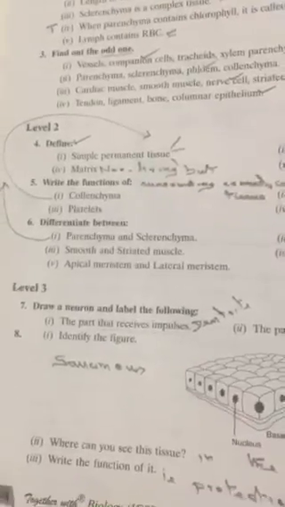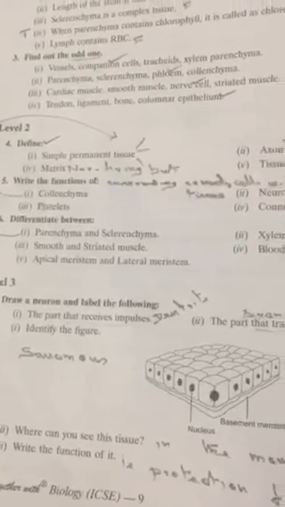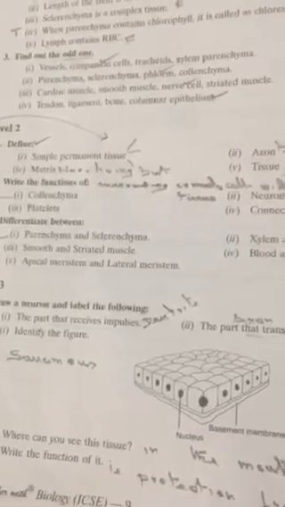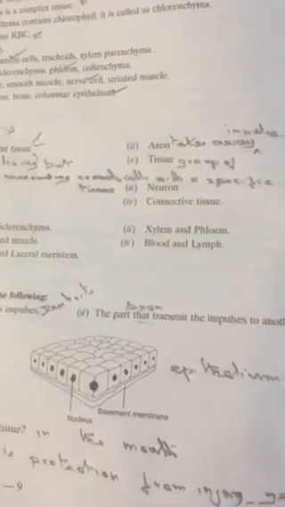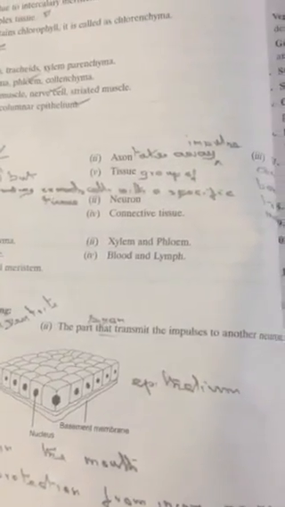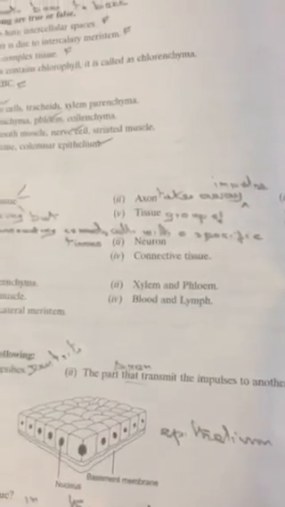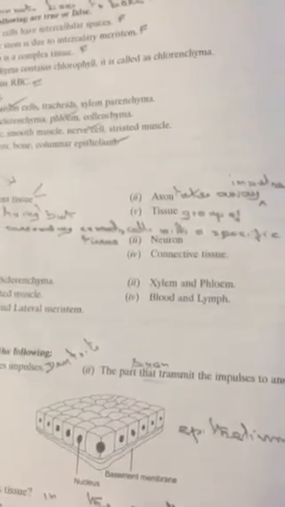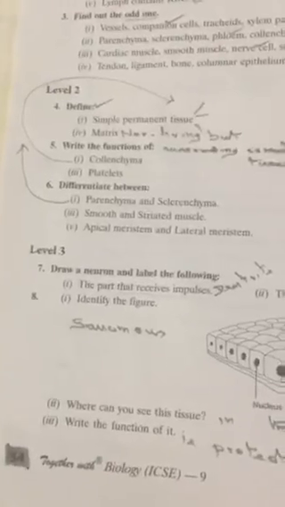Draw a neuron and label the following. Yes, the part that receives impulse is called dendrite. You mark it in the neuron, and the part that transmits impulse to another neuron is called axon. Axon is very close to cyton. Try to learn that from the diagram. Then the diagram based question I gave you.